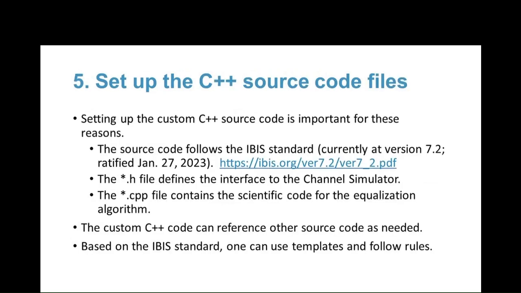And so we're going to set up the custom source code file. That's important for these reasons. The source code files follow the IBIS standard, and the .h file defines the interface to the channel simulator, and the .cpp file contains the scientific code for the equalization algorithm. The custom C++ code can reference other source code as needed, and based on the IBIS standard, one can use templates and follow rules.